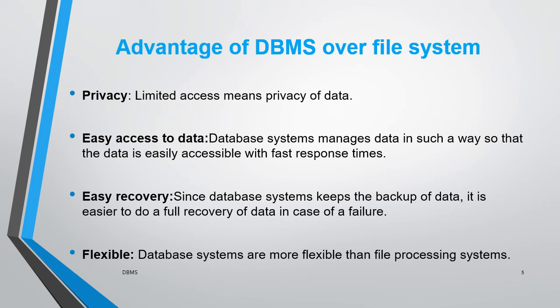Since database systems keep a backup of data, it is easier to do a full recovery of data in case of failure. That means if your database is corrupted or something goes wrong with the data, you are able to recover the data because you keep the backup of the data. And database systems are more flexible than file processing systems because you can easily add fields, the attributes, into it. You can insert the data into it more easily than in file systems.